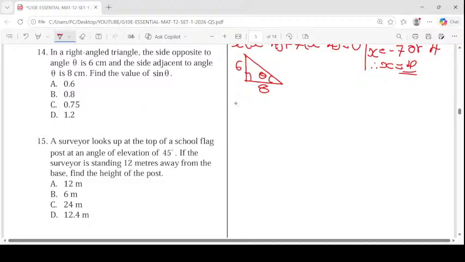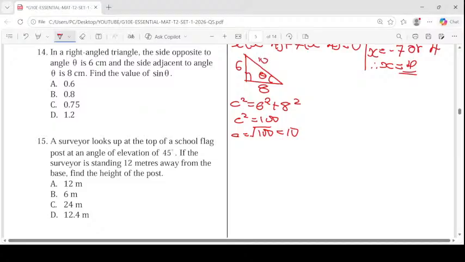So c squared will be given by 6 squared plus 8 squared. When you take 6 squared plus 8 squared, this becomes 36 plus 64 to give you 100. So c squared is equivalent to 100. Then c is the square root of 100, which is 10. So this hypotenuse measurement is 10.